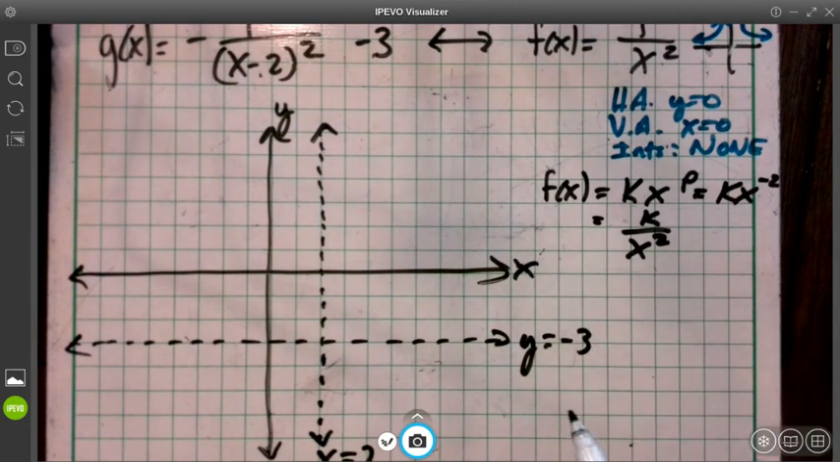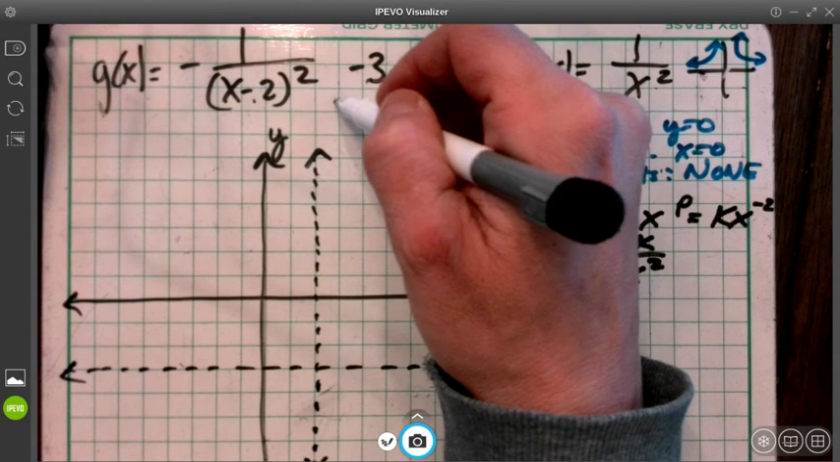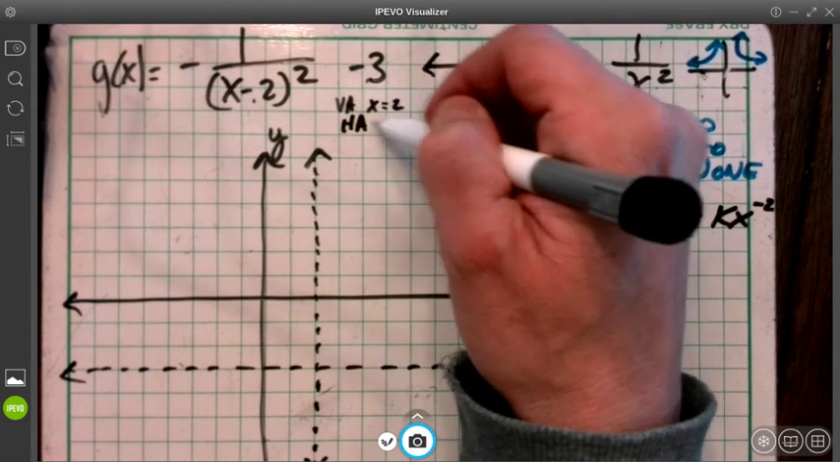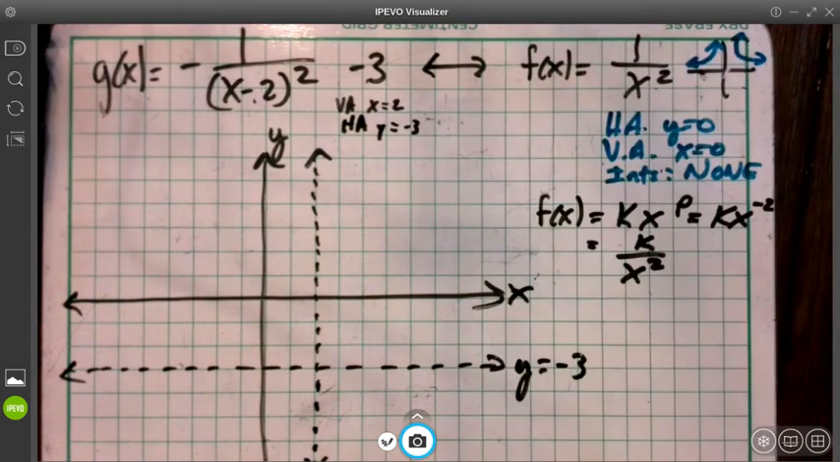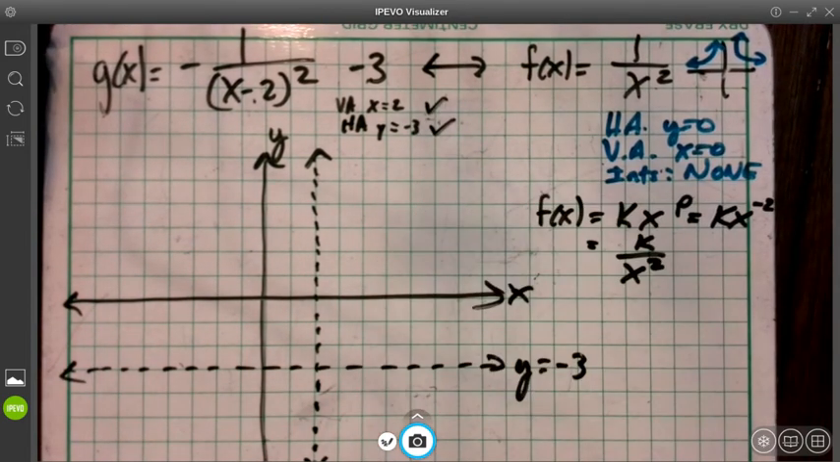Now, how do we do it? Well, I got the asymptotes and intercepts done. So this guy right here, we got our horizontal and vertical asymptotes taken care of. Vertical asymptote, x equals 2. Horizontal asymptote, y equals -3. Those are graphed. Those are labeled. Now we got the hard stuff. I got to do the x and y intercepts.